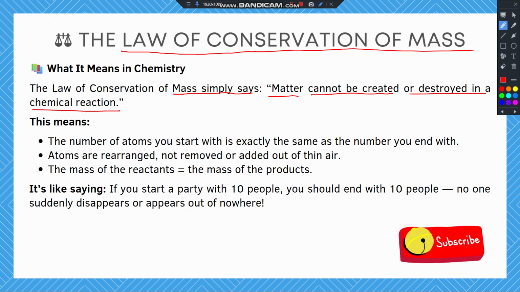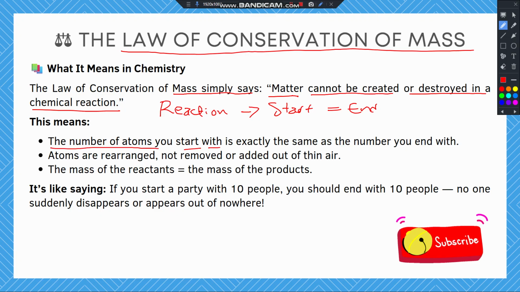What this simply means is when you have a chemical reaction taking place, whatever you started with is going to be equal to whatever you're going to end with. No new substances will be magically created or disappearing from the chemical reaction. So the number of atoms you begin with must be exactly the same as the number that you end with.